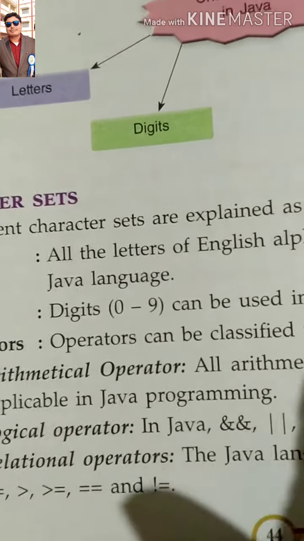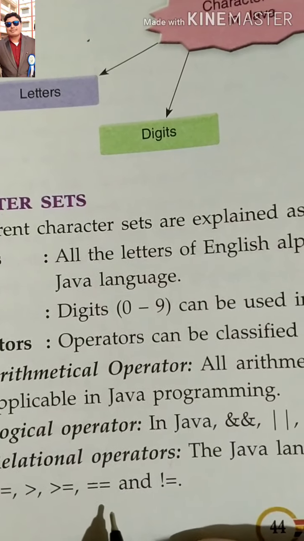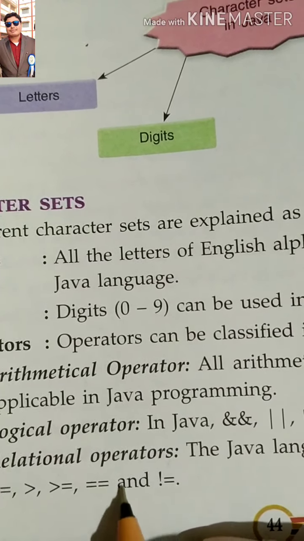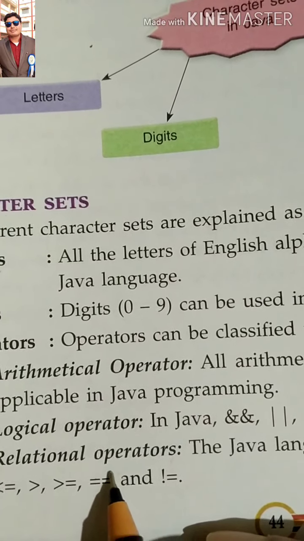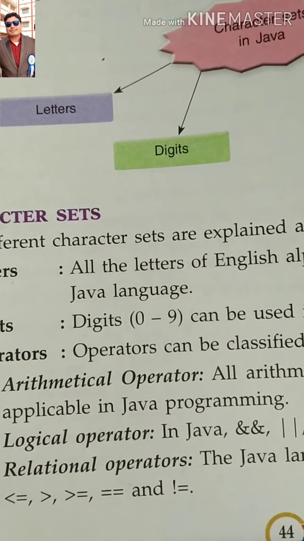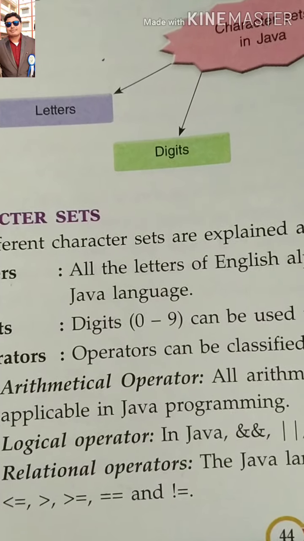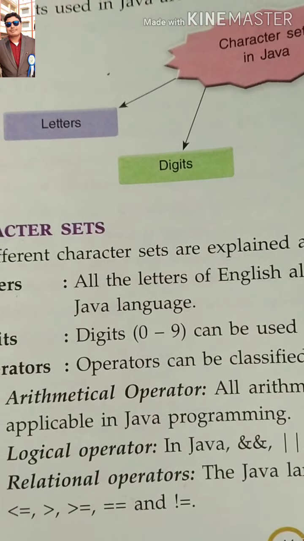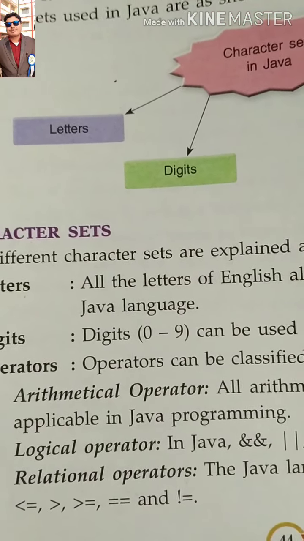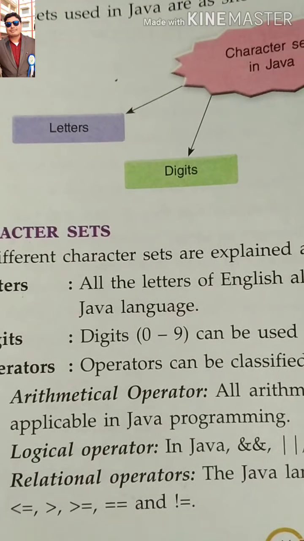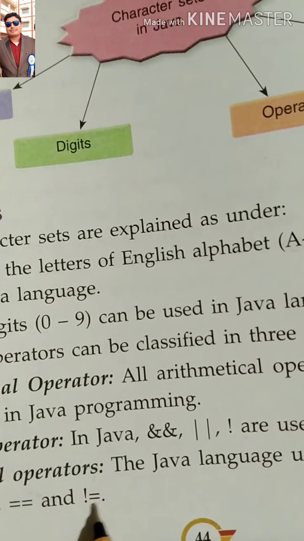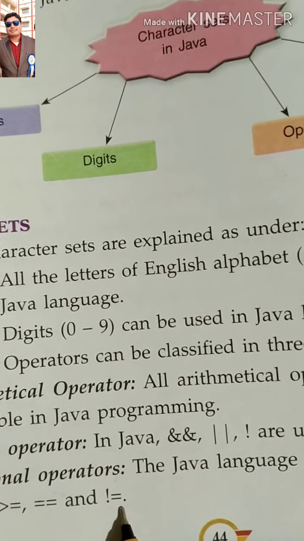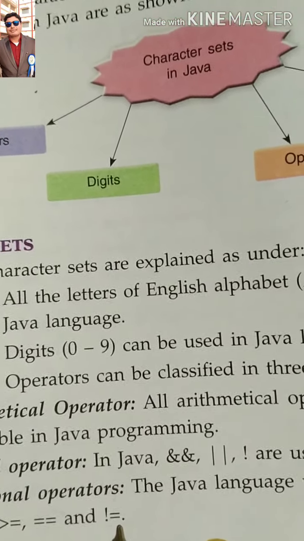This is the symbol of equal to and this is the symbol of not equal to. Students, there is a minor difference between the equal to sign and the double equal to sign in Java programming. Double equal to signs mean equal to, and a single equal to sign means assigning the value, the assignment operator. I hope you understood.